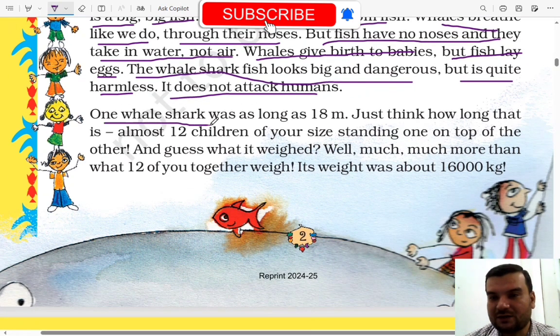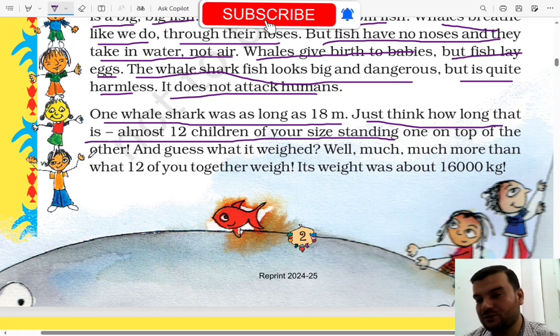One whale shark was as long as 18 meters. Just think how long that is. Almost 12 children of your size standing one on the top of the other. Okay, it is so large that if you stand one on one, somewhere around 12 children's height will be there. And guess what its weight is?